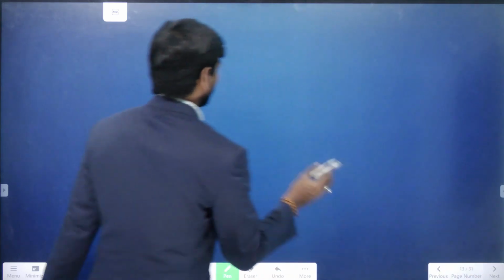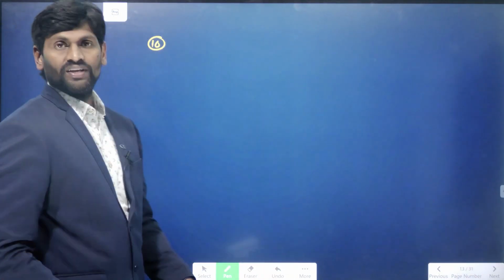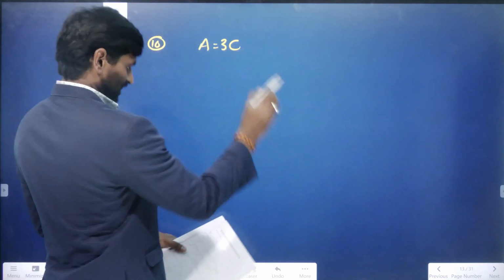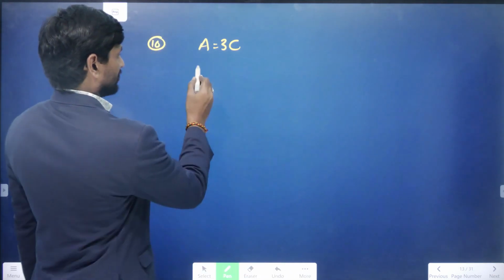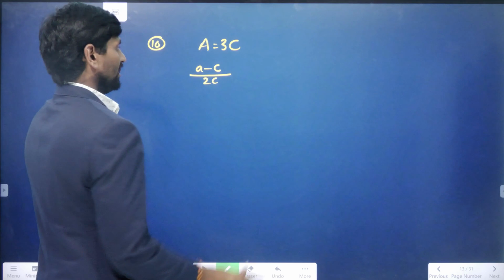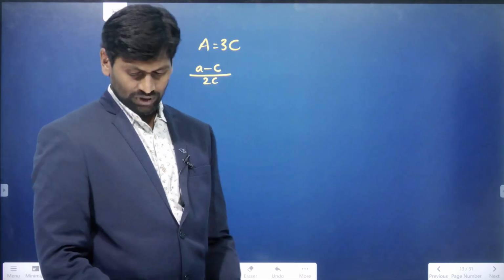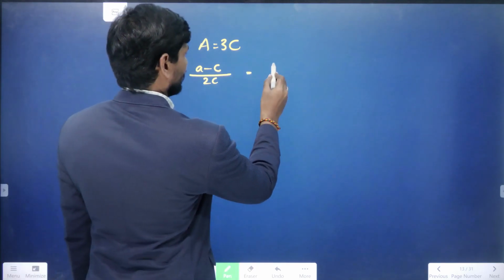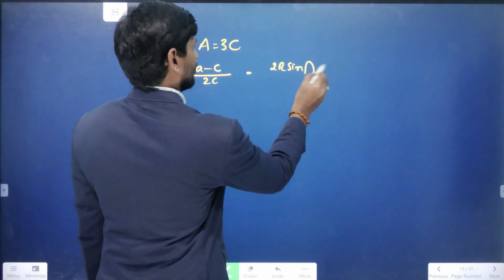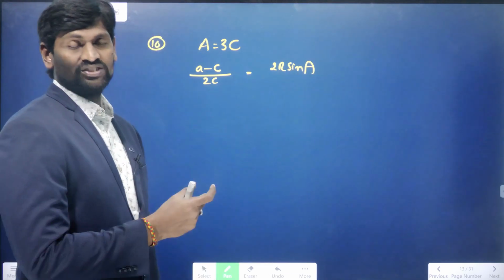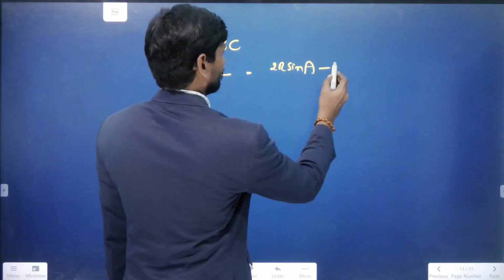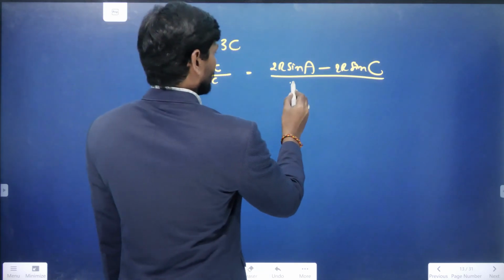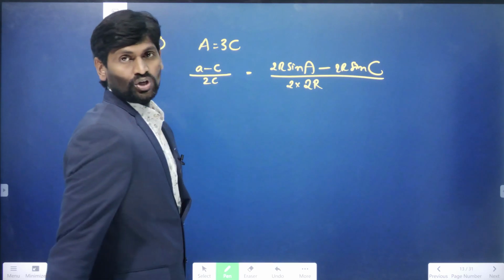Let us go to the problem number 10. Yeah, the 10th problem is given in triangle ABC, capital A is equal to 3C. Then we need to find A minus C by 2C. So try to apply the formula for sine rule. In the place of A, I can write 2R sine A. A by sine A is equal to R. A is equal to 2R sine A. From the small c, we can write 2R sine C. C value I can write 2R sine C.